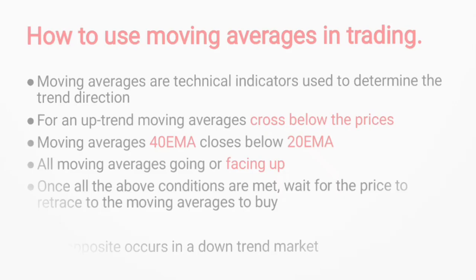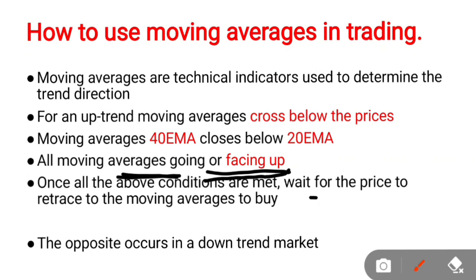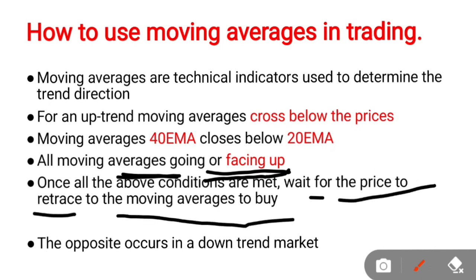So again, I'm going to show you in the live charts. Don't worry, it may seem confusing for now. Just hold on for me. In a while you're going to see what these moving averages do. So all moving averages have to be facing up. So we are talking about an uptrend, and once all the above conditions are met, wait for the price to retrace to the moving averages, then you can buy. So that is with an uptrend.